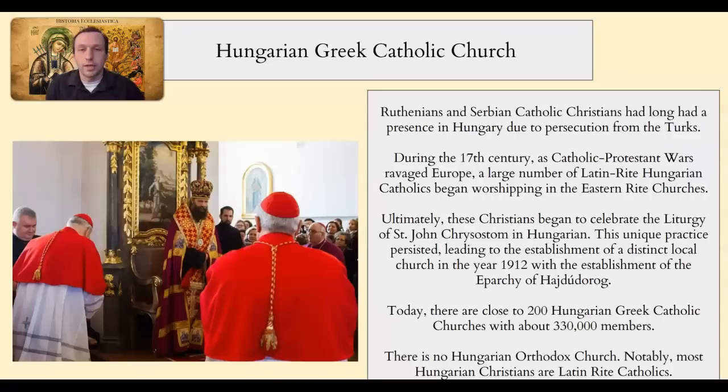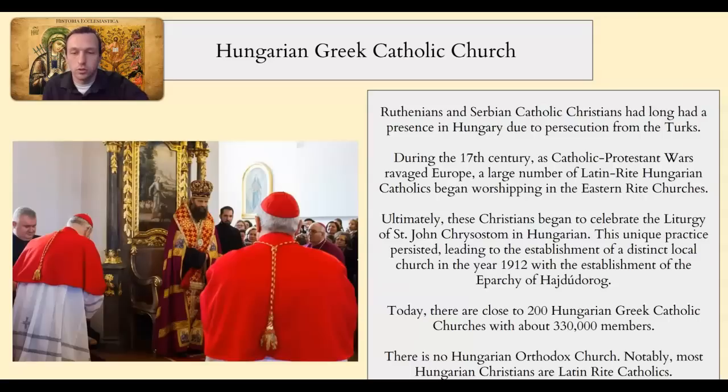The Hungarian Greek Catholic Church. Ruthenians and Serbian Catholic Christians had long had a presence in Hungary due to persecution from the Turks. During the 17th century, as Catholic Protestant wars ravaged Europe, a large number of Latin Rite Hungarian Catholics began worshiping in the Eastern Rite churches. Ultimately, these Christians began to celebrate the liturgy of St. John Chrysostom in Hungarian. This unique practice persisted, leading to the establishment of a distinct local church in the year 1912 with the establishment of the Eparchy of Hajdudorog.